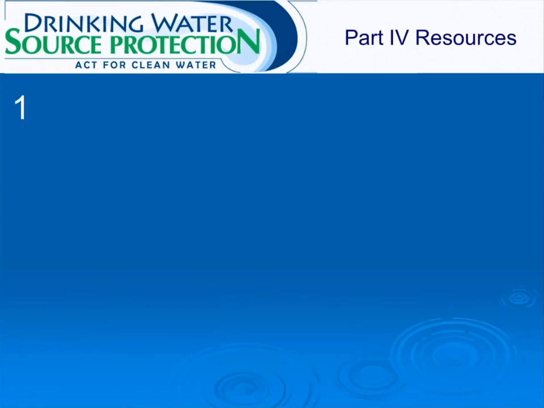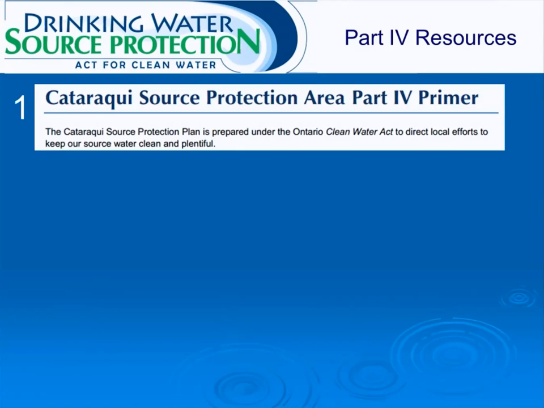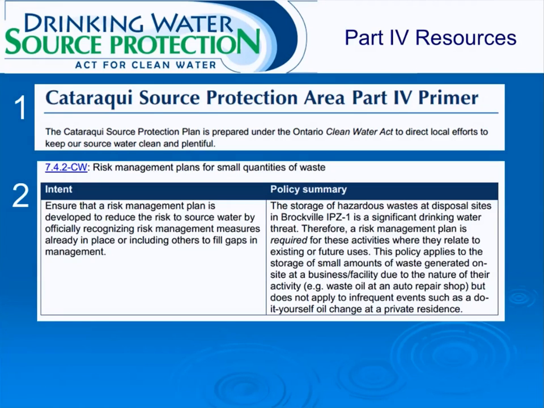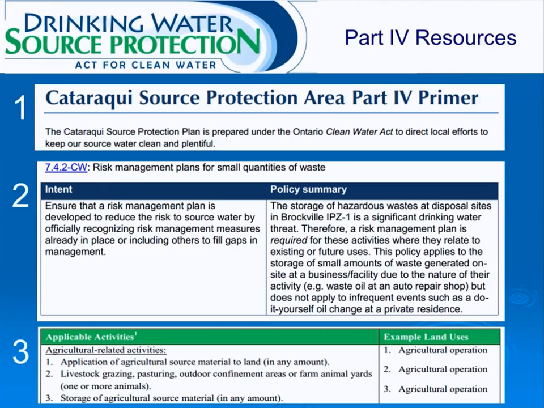The primer gives a brief overview and introduction to Part 4 of the Clean Water Act and its implications for the Cataraqui Source Protection Area. The interactive maps list specific Part 4 policies in each intake protection zone and wellhead protection area. The restricted land use information sheets are designed to be a guide for proponents and municipal planners to determine if Part 4 policies apply to a proposed activity.